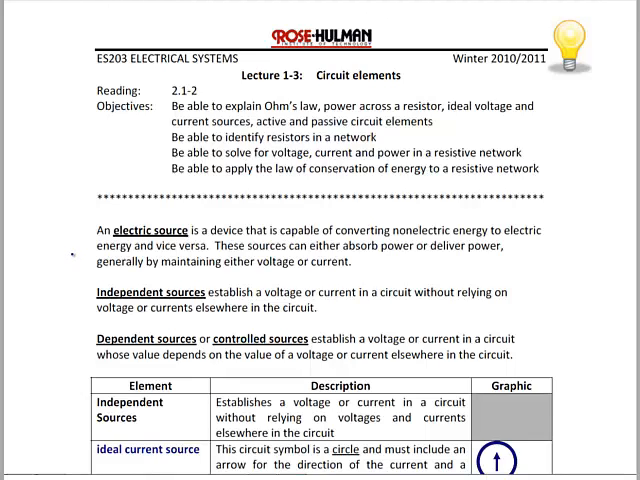energy and vice versa. These sources can either absorb power or deliver power, generally by maintaining either voltage or current. Independent sources establish a voltage or current in a circuit without relying on voltage or currents elsewhere in the circuit. Typically, students are most familiar with independent sources because they've seen voltage and current sources in their physics courses. However, there are actually 4 other sources which are called dependent or controlled sources, and these establish a voltage or current in a circuit based upon a value for a voltage or current elsewhere in the circuit. Since these are unfamiliar, we will spend the most time discussing these.